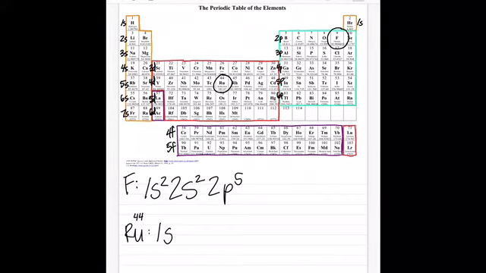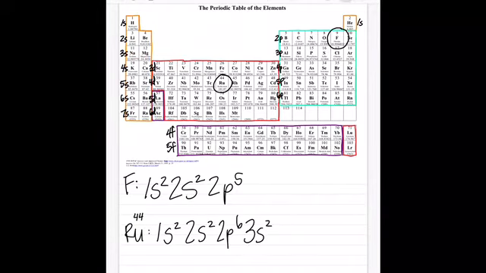So 1s, and I'm going to go through both of them. I'm going to go through hydrogen and helium. So I'm going to say 1s2. After hydrogen and helium, we have 2s, and I'm going to go through both of those. So 2s2. Then over here we have 2p, and we're going to go through all 6 of those. 1, 2, 3, 4, 5, 6. So 2p6.